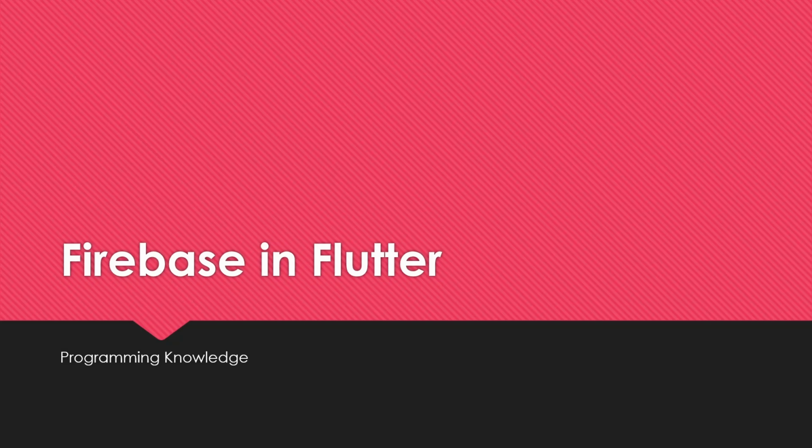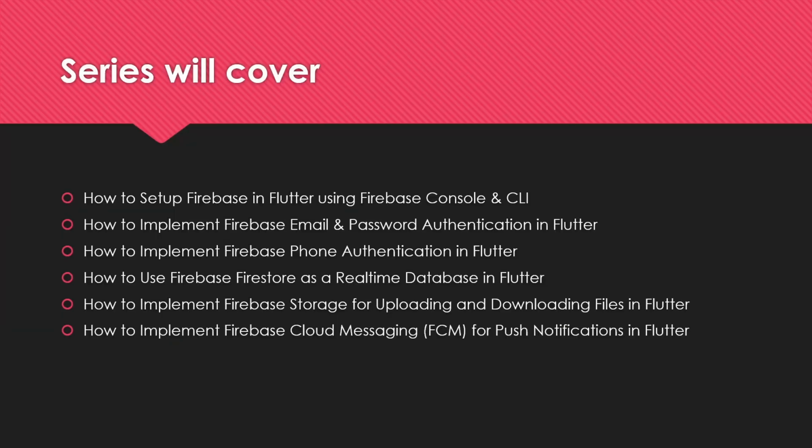So in the recent videos, we learned how to set up Firebase using Firebase console as well as Flutterfire CLI. And we also implemented the email password authentication into our Notes app. Now, today we are going to implement the phone OTP authentication into our Notes app. So, as you can see, we are continuing the series. In this series, we are on the fourth video, and in this video we will be learning how to implement Firebase phone authentication. So without wasting any time, let's move on to the console.